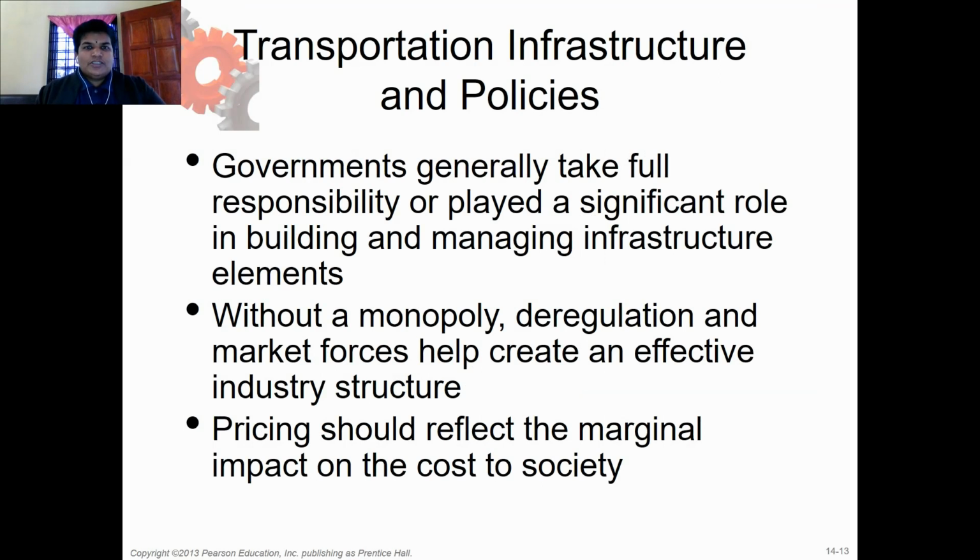Transportation infrastructure and policies. Government generally takes full responsibility or plays a significant role in building and managing infrastructure elements. Without a monopoly, deregulation and market forces help create an effective industry structure. Pricing should reflect the marginal impact of the cost to society. So basically all the transportation infrastructure in Malaysia is built by the government.